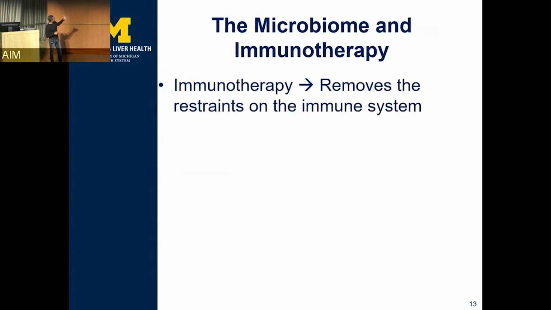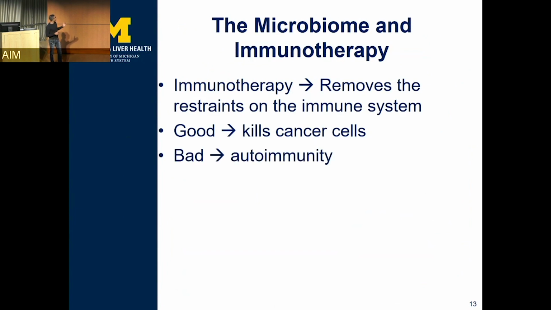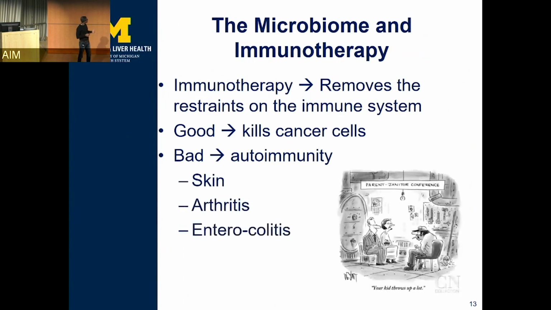So immunotherapy removes the restraints on the immune system. The good is it kills cancer cells. The bad is, of course, autoimmunity. It causes autoimmunity because when you remove the brakes, your body decides it's going to start attacking itself also. The main things that happen are skin, arthritis, and enterocolitis. Other things like hepatitis can all happen. And like Dr. Lau said, itis is inflammation of whatever organ is going on. I do enterocolitis, so I'm just going to talk about that just a little bit.